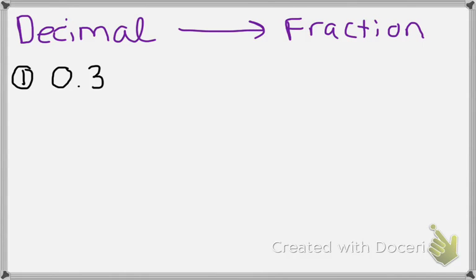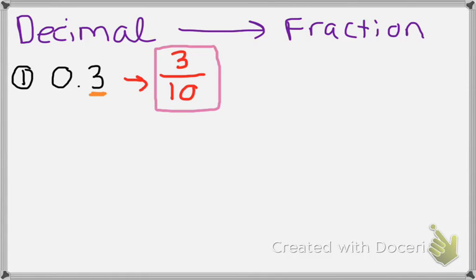Now in this case, the last digit is the 3. We ask ourselves, what place value is that 3 in? That 3 is in the 10ths place. So since it's in the 10ths place, as your fraction, you're going to write 3 over 10. Now you have to ask yourself, does that simplify? It does not, so that is your final answer, 3 over 10, or 3/10.